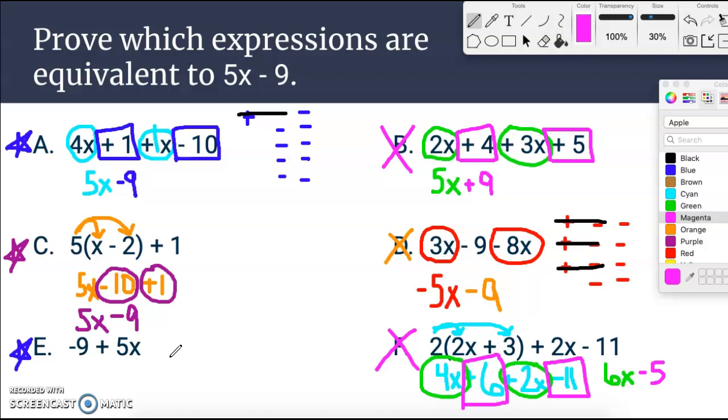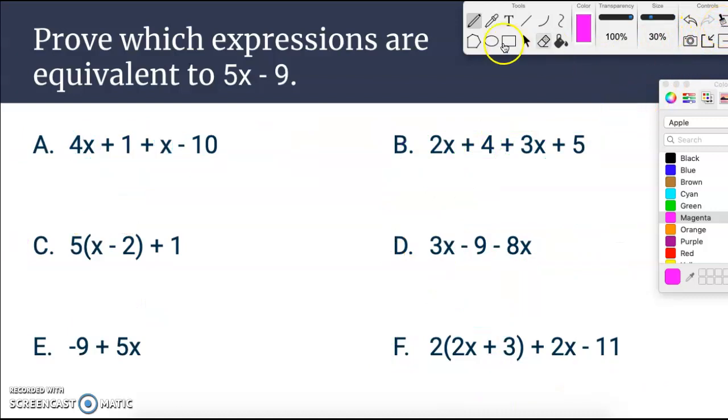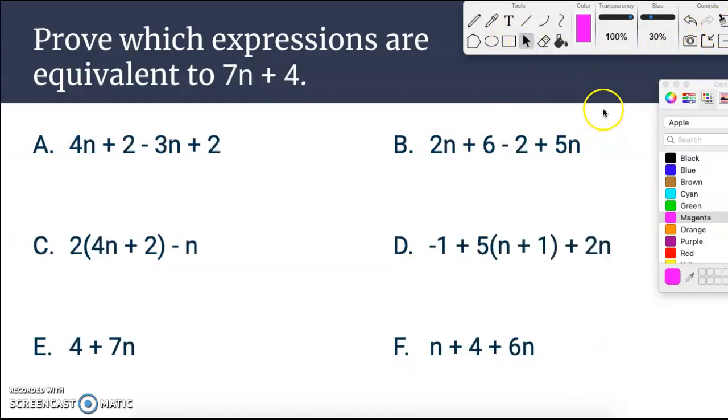All right, we're going to look at another one. So I'm going to clear this and go to our next one. It's set up the same way. Prove which expressions are equivalent to 7n plus 4. I want you to pause this so that you can try it on your own, and then when you are done and ready to check it, press play so that you can see what I did. So go ahead and pause.